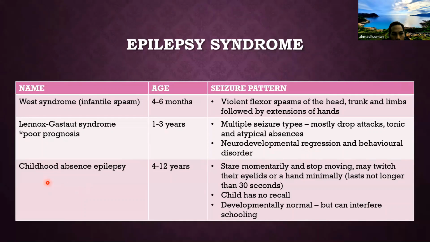The third one is childhood absence epilepsy, which usually happens between 4 to 12 years old. It is characterized by recurrent seizure. It is basically the same as absence epilepsy in generalized epilepsy, which I've explained just now. The child has no recall, and development is normal, but it can interfere with schooling as it will interfere with social life.